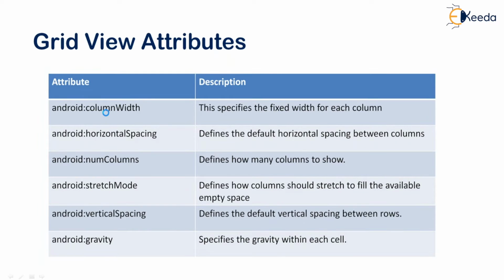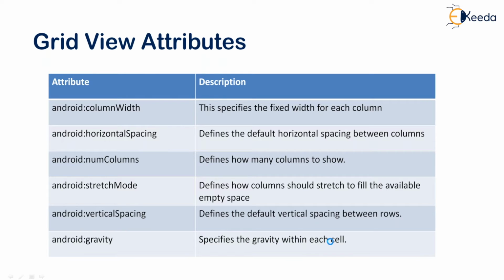So the basic attributes available, apart from the layout width and layout height, are column width, which specifies the fixed width for each column. Horizontal spacing is the space between the columns. Vertical spacing is the space between the rows.